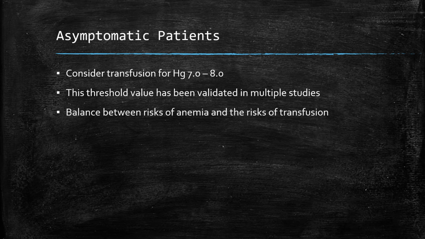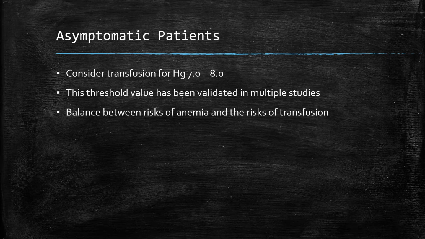A less clear-cut case is what to do with a patient who has a hemoglobin between 7 and 8. Now, it's true that most patients with a hemoglobin below 7 will require a transfusion, but not all. And it's also true that many patients with a hemoglobin of 8 or above will not need a transfusion, but not all of them either. And so this hemoglobin between 7 and 8 is really a gray area.